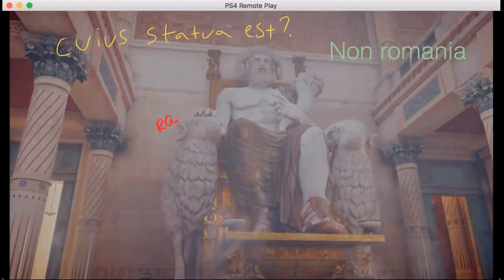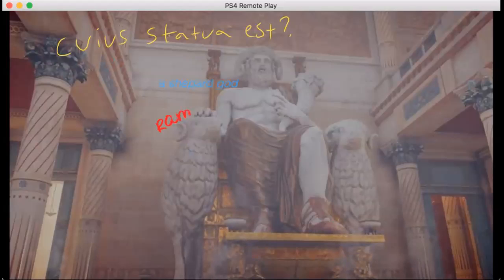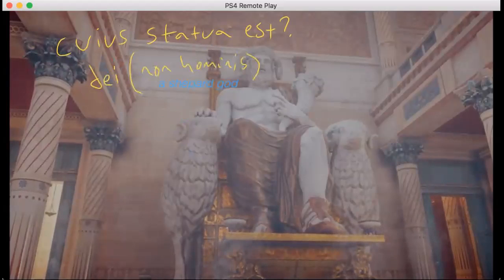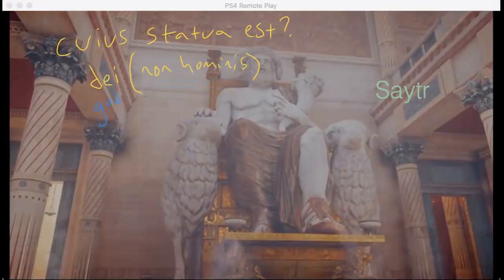Vos dicetis Deus, bene, est statua Dei non homines. All right, so first off, est statua Dei, nonne, a statue of what kind of a thing? A god, not a person. Nonne? Bene.